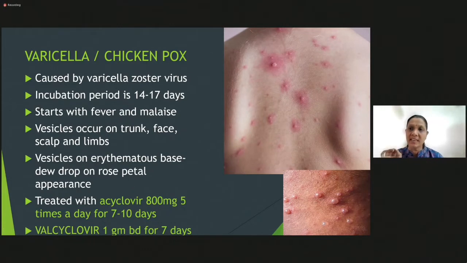Treatment has to be started within 48 hours. Otherwise, acyclovir is not helpful. So start the treatment. The dose is higher than what you give for herpes. And if 5 times a day is difficult, then you can give valacyclovir BD dosing for 7 days.